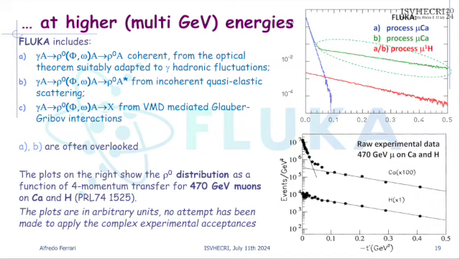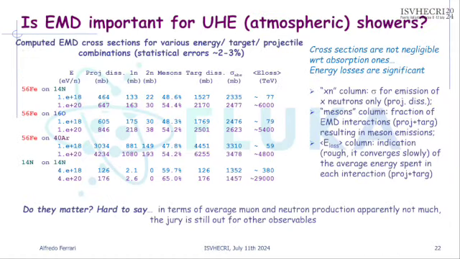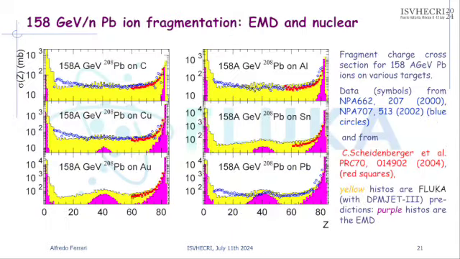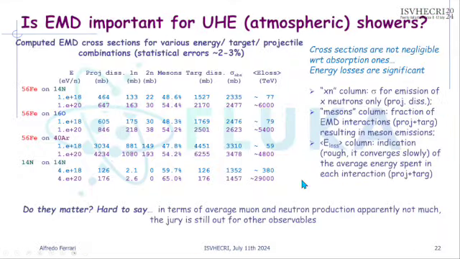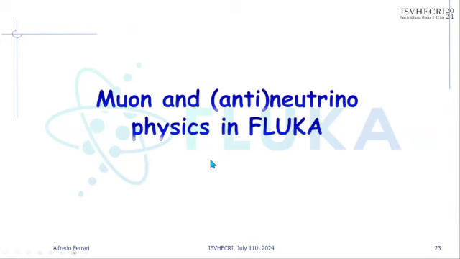But last question, you spoke about electromagnetic dissociation. How many percent do you have for this contribution of the total inelastic? I go back to this here. It depends, of course. Look, for example, here for ALICE, lead, this energy, electromagnetic. I'm sorry, Alfredo, iron, not lead. Lead, obviously.